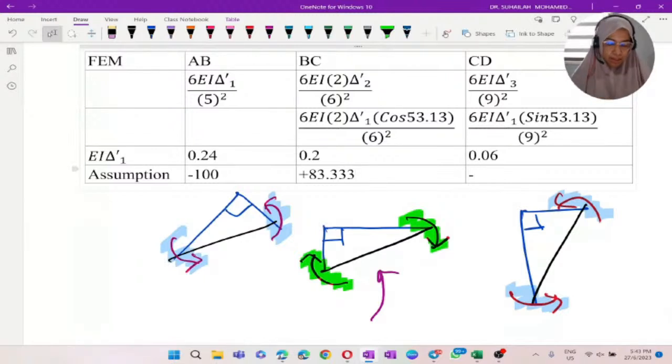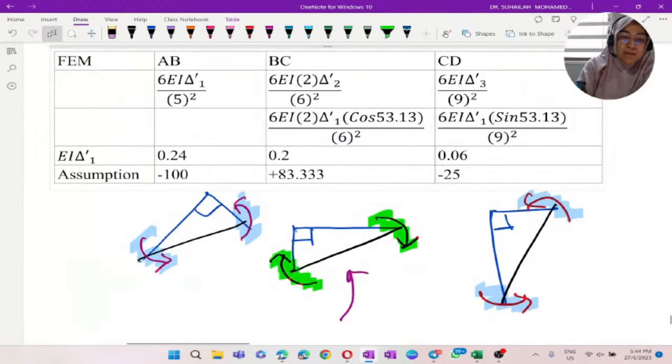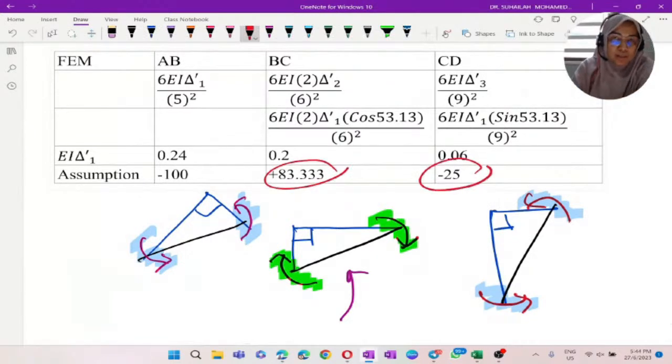And okay, it is 0.06. I check again. 6 times sine 53.13, we divide by 9 square, 81. It is 0.06. So to calculate the value of the FEM for CD, it is 0.06 divided by 0.24 times 100. So the interpolation gives 25. So the value that we get here is actually based on interpolation.